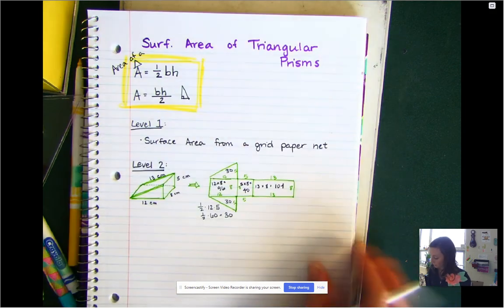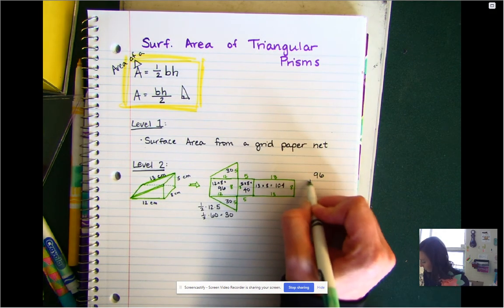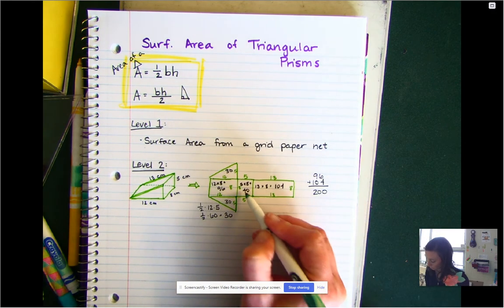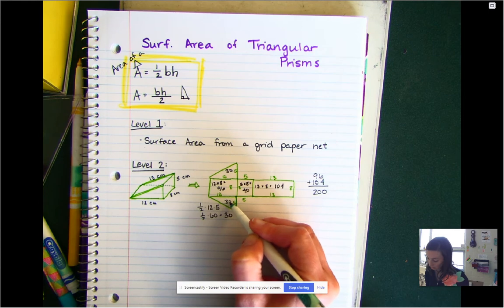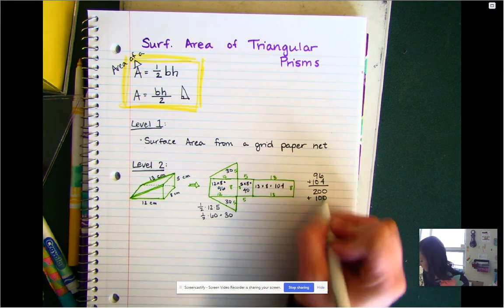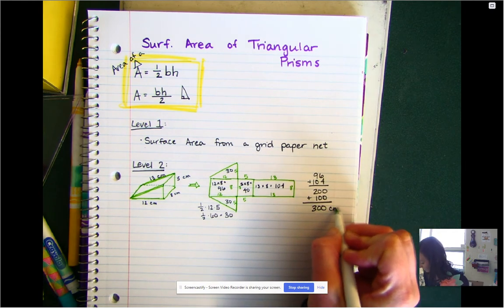Then last step, don't forget to add them all up. Well, I know that 96 and 104 nicely combine to be 200 even. Then I can do 40 plus 30 is 70. 70 plus 30 is 100. 200 plus 100 is 300 centimeters squared.